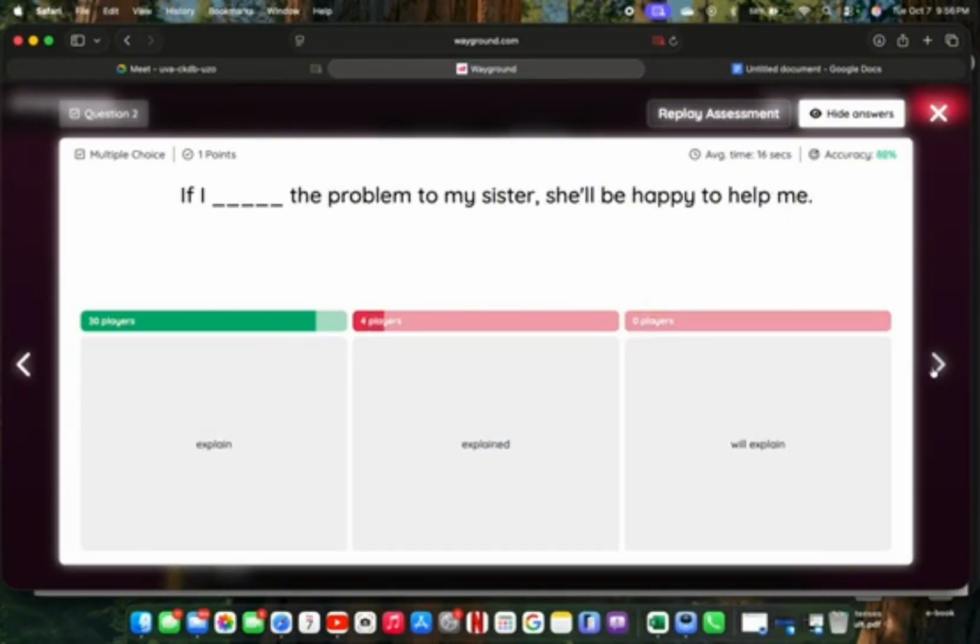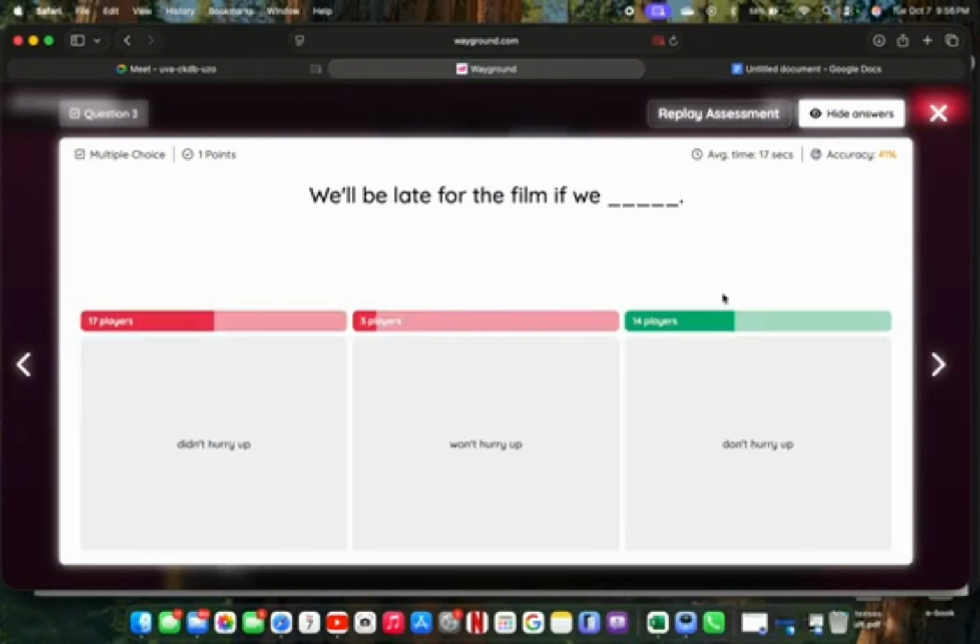Okay, next one. If I blank the problem to my sister, she will be happy to help. If you look here, she will be happy to help. So this one is happening in the present. So if I explain the problem to my sister, she will be happy to help me. This is the same kind of concept, a simple one. So that's why you use explain instead of explained. Okay, very well, good job for this one. And then the second one, we will be late for the film if we don't hurry up. Okay, why can't we use "did not hurry up"?